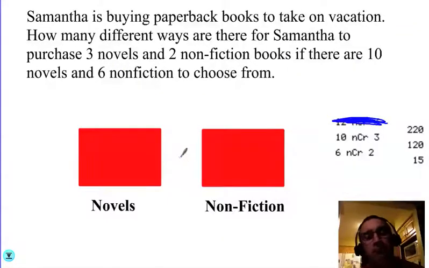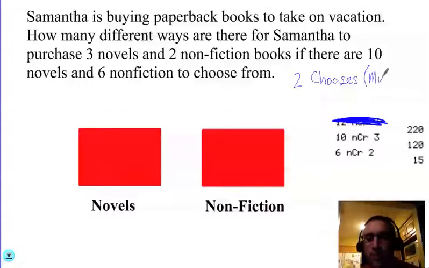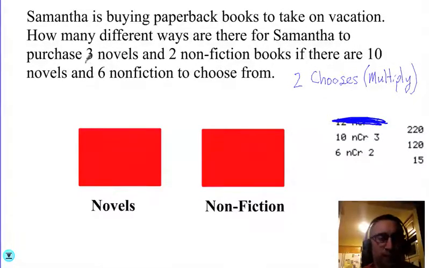Now let's combine ideas here, or take a look at a situation where we have to make 2 choices, and we're going to end up multiplying those together. So if we read the problem, Samantha is buying paperback books to take on a vacation. How many different ways are there for Samantha to purchase 3 novels and 2 nonfiction books? However, she's choosing them from 10 and 6. So we're making 2 choices.